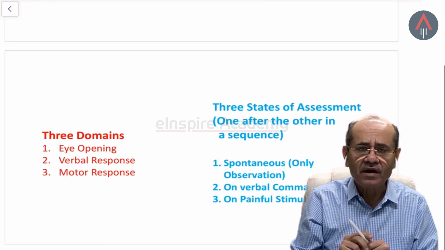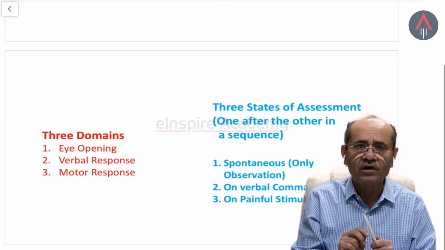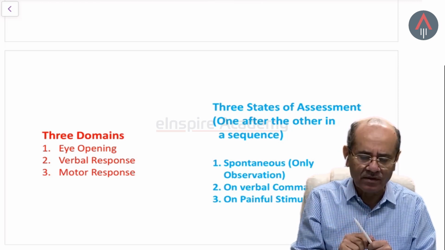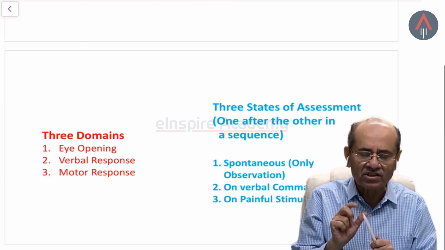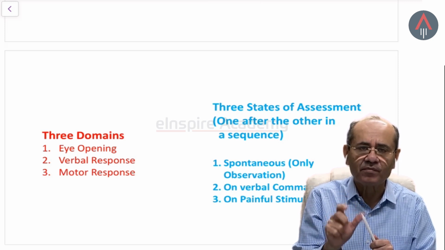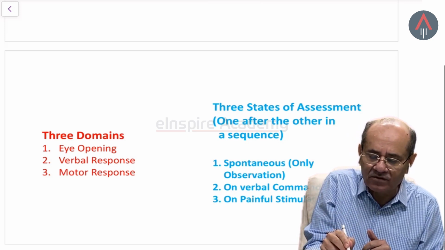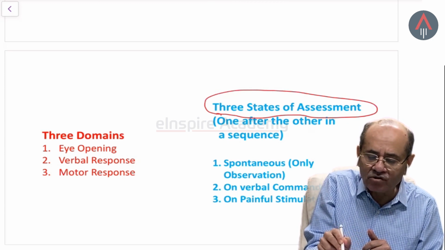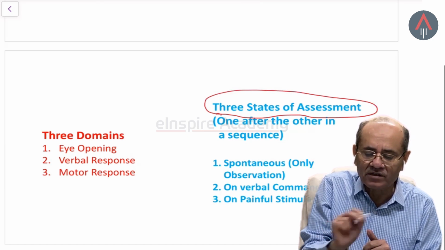It's very simple, and every medical student, every resident, and every practicing doctor should learn the Glasgow Coma Scale by heart. There are 3 domains. Number 1 is eye opening, number 2 is verbal response, and number 3 is motor response. In these 3 domains, we examine a person for coma. And there are 3 states of assessment. So 3 domains and 3 states of assessment. For eye opening there are 3 states of assessment, for verbal response again 3 states, and for motor response also.